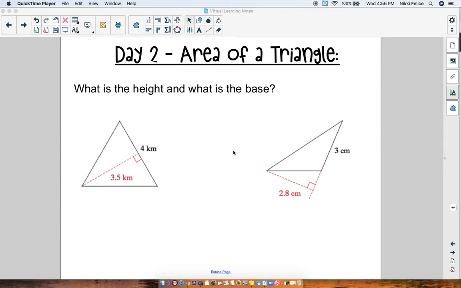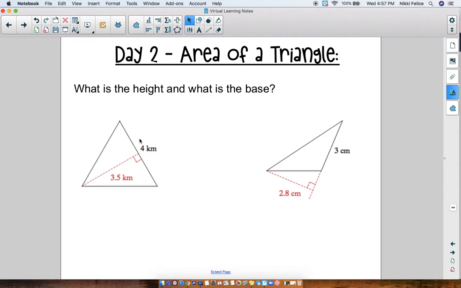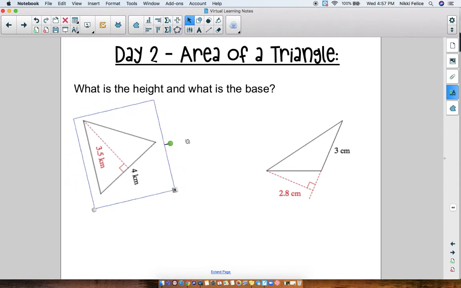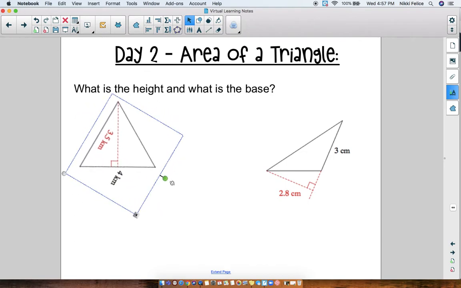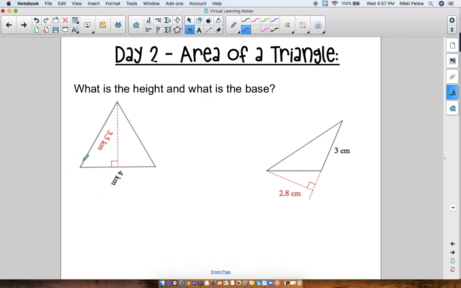So the base is always going to be the side of one of the triangles. The height is going to be if you start at the base and you go straight up. In both of these triangles, it was a little bit tricky because they're kind of tilted sideways. It probably would have made more sense to you if the triangle was standing upright like this, and it would have been a little bit easier to see that this side is my base. It's like the bottom of the triangle. It's one of the side lengths.